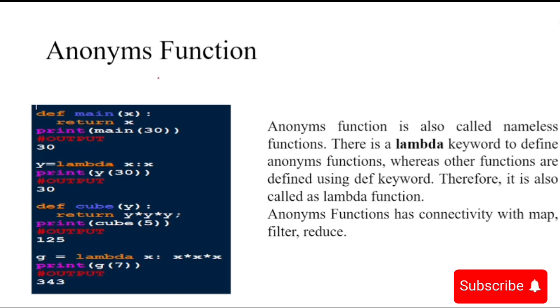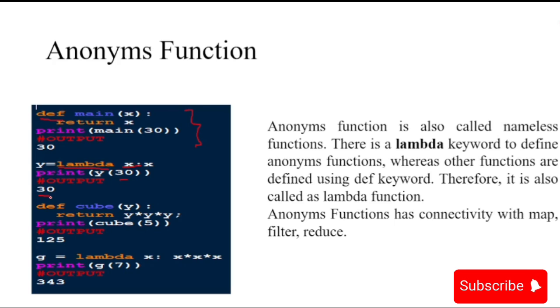For the other normal functions, we have def. But for the lambda function or the anonymous function, we use lambda to define it. So we have our parameter or argument x. We have y equals lambda of x, whereby we want to print the value of y, which is 30. So the output of this will be 30. That is how we define the anonymous function.